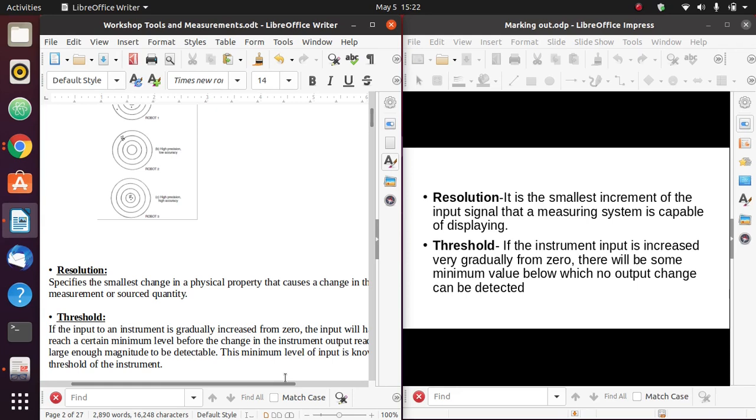We have threshold. Now, if I increase the input, whatever I'm measuring, in a measuring instrument gradually from 0 up to a certain point, that input will reach a minimum level before the change in the instrument is registered, before there is an output that is large enough to be detected by the measuring instrument. Now that minimum value that the measuring instrument needs to read so that there is a change in the output is what we call threshold.